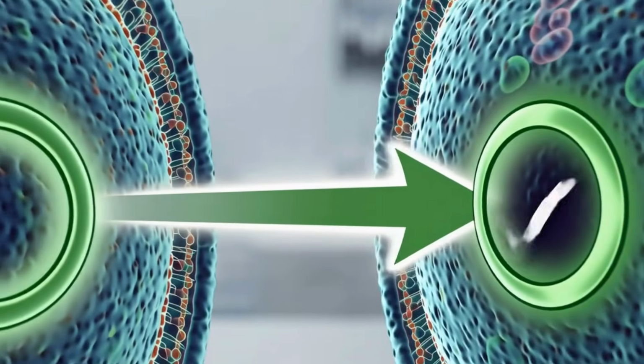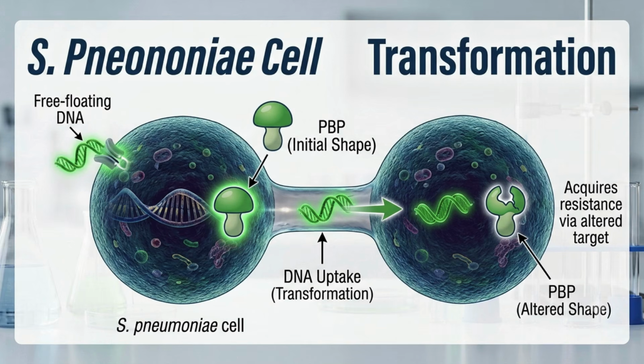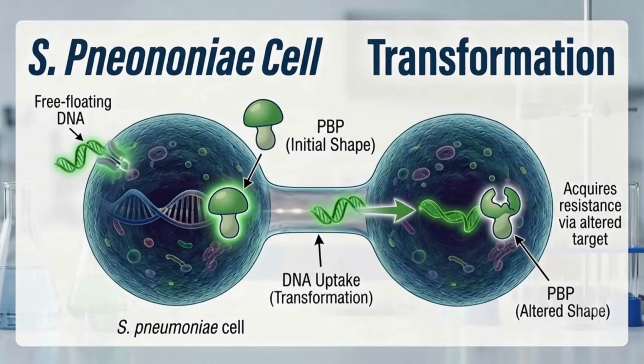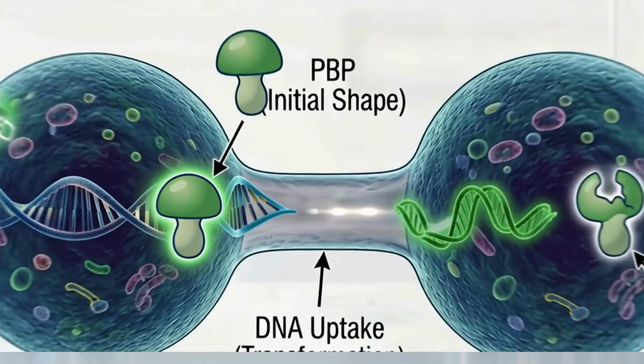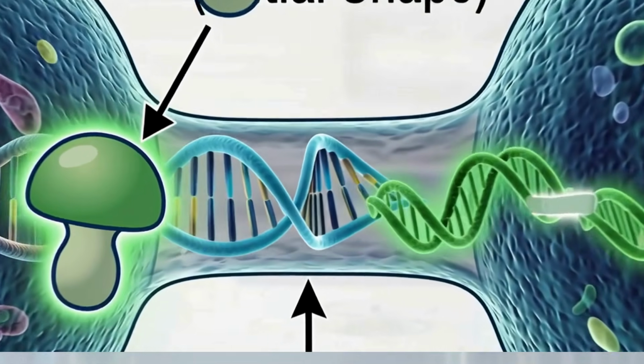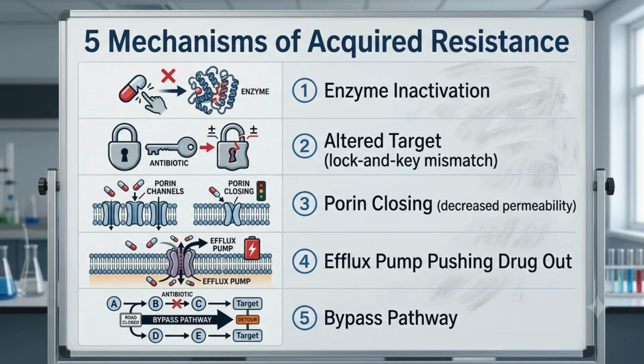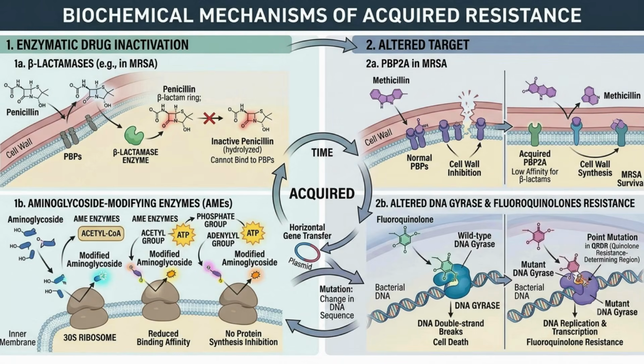Transformation, uptake of free DNA from the environment, classically described in Streptococcus pneumoniae. Penicillin resistance via altered PBPs. Transduction, transfer via bacteriophages, important in Staphylococcus aureus, for example, in methicillin resistance mechanisms. Biochemical mechanisms of acquired resistance. You must be able to list these on your exam.